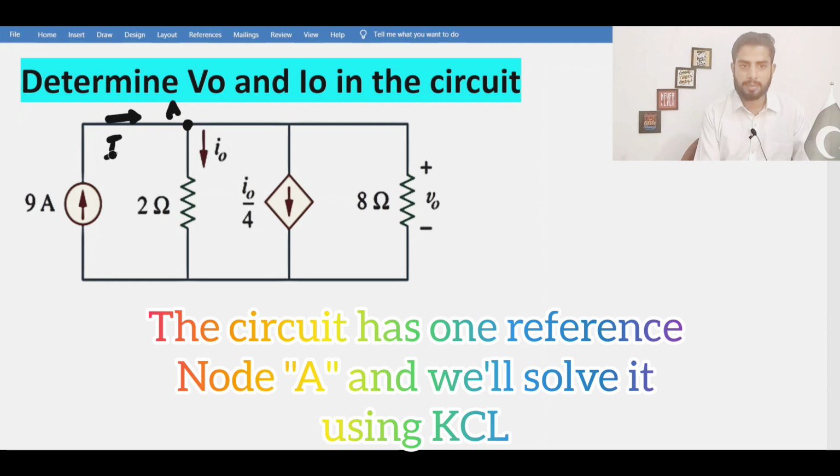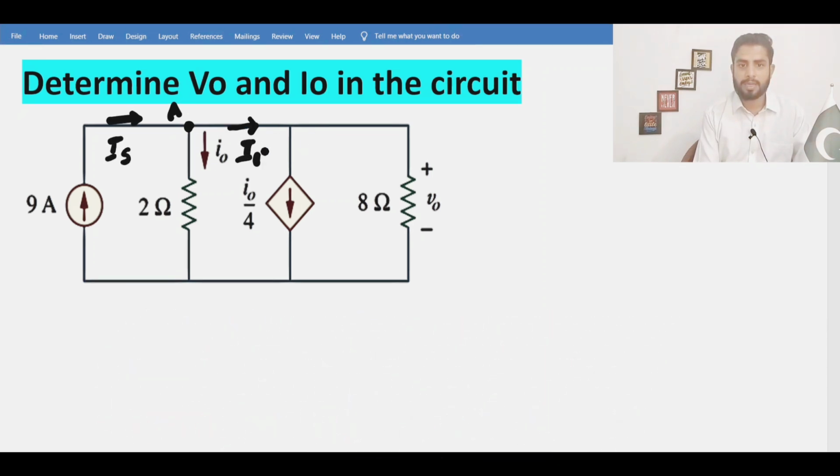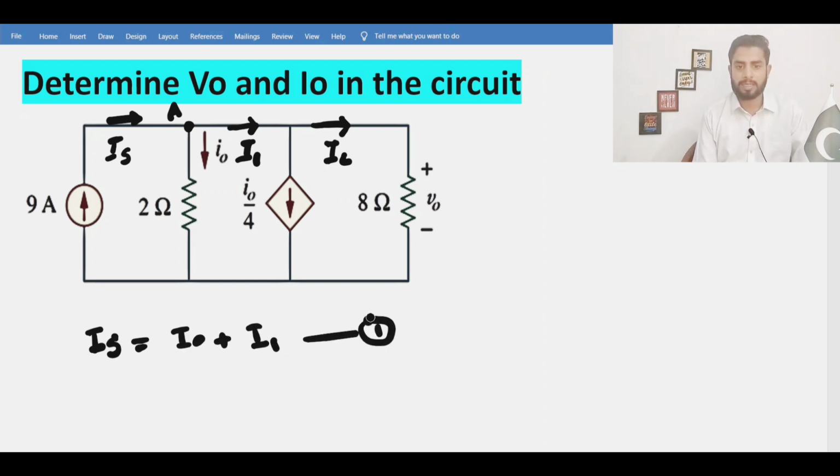I name it IS. Further, I1 current. After that, I1 current is further dividing into this node as well as towards the load, and I will mark it as I load or IL. After that I have to write the equation using Kirchhoff's current law. So for node A, Kirchhoff's current law says that IS is equal to I0 plus I1, and I will name it equation number 1.